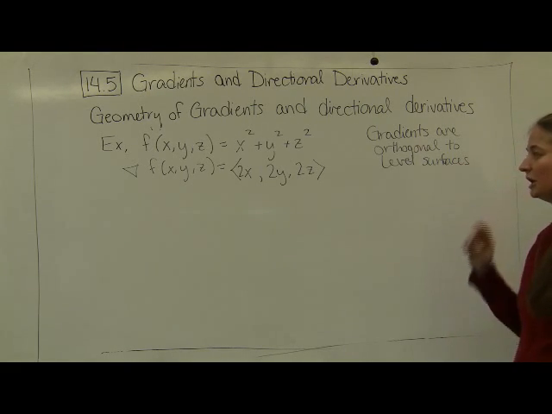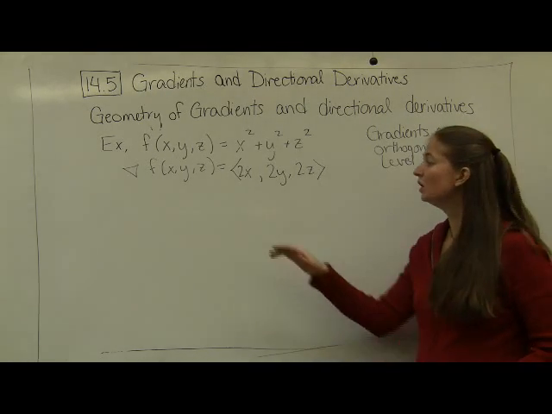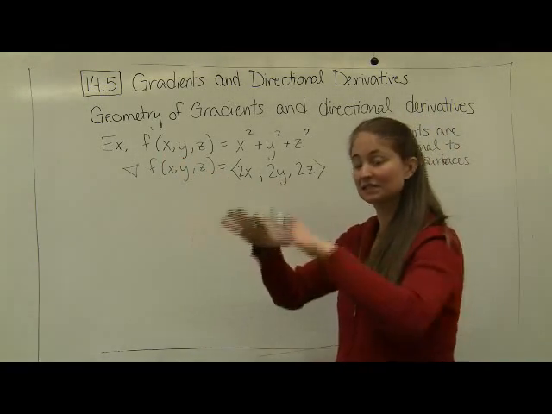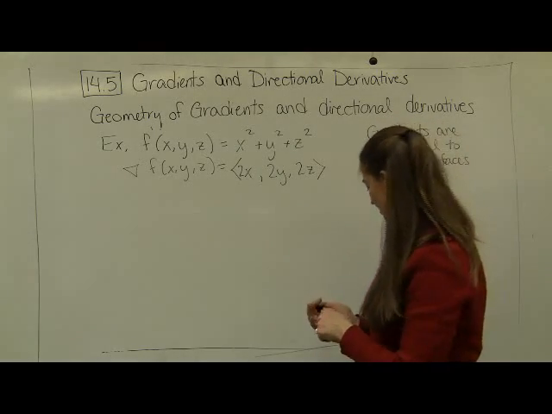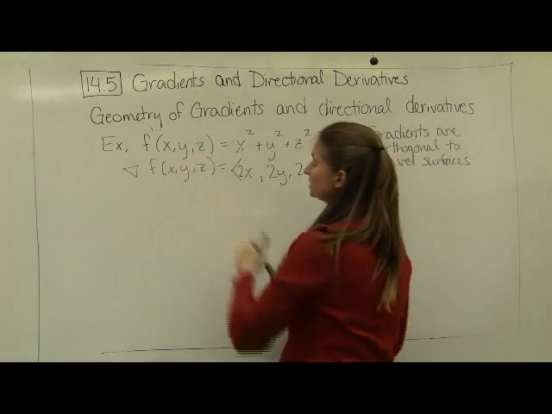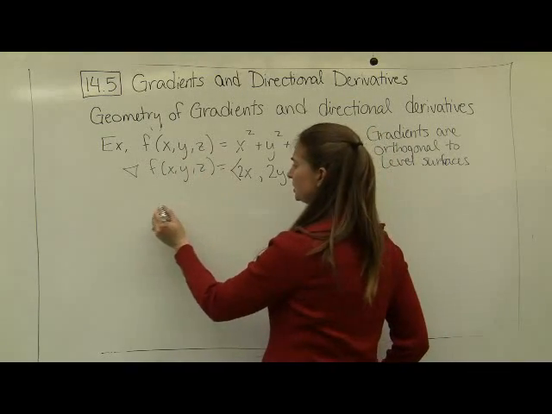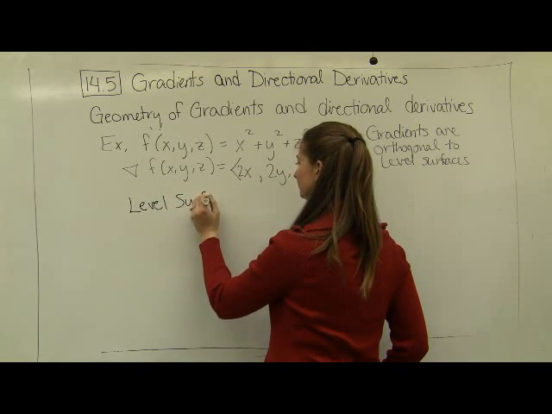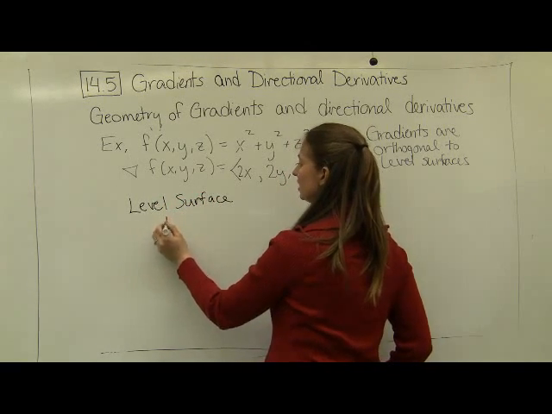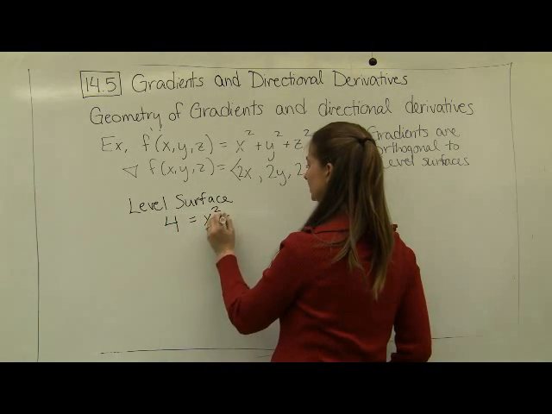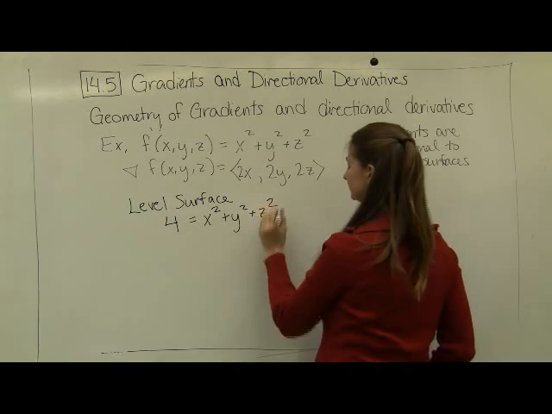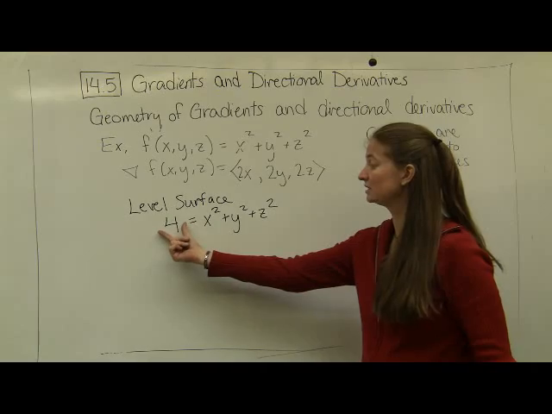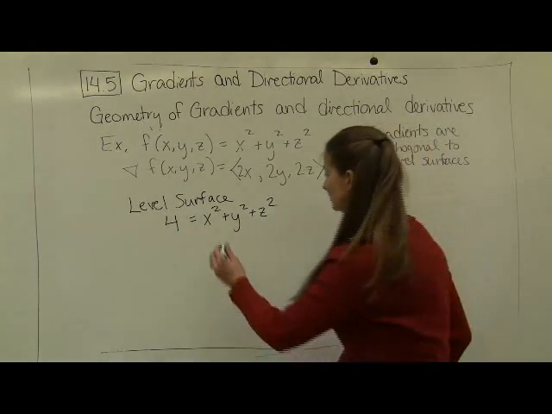So let's recall the geometry of level surfaces. For level curves, we said our outputs, the z values, are equal to a constant, and that gave us nicely shaped curves. We're going to do the same thing here, only this time our outputs are a fourth variable. So let's look at the level surface given by 4 equal to x squared plus y squared plus z squared. Notice that this level surface is a sphere with radius square root 4, which means it's a sphere of radius 2.